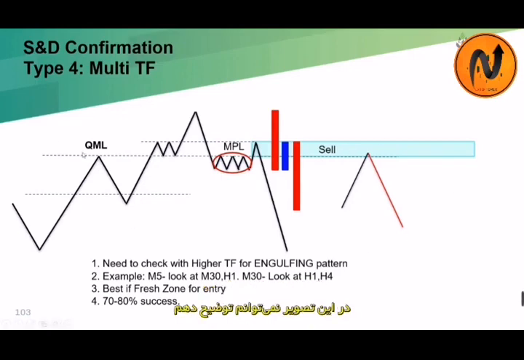All right, I cannot just show you like this. Later I'm going to show you some example. So this type of multi-confirmation have around 70 to 80% successful rate. All right, so now let's jump into the chart to look at all these type of confirmation.